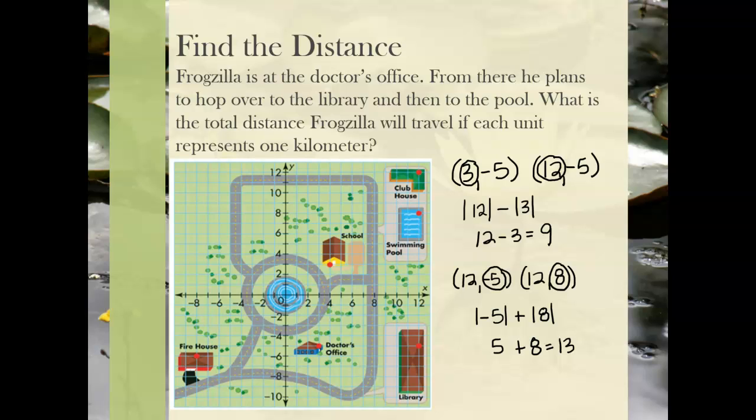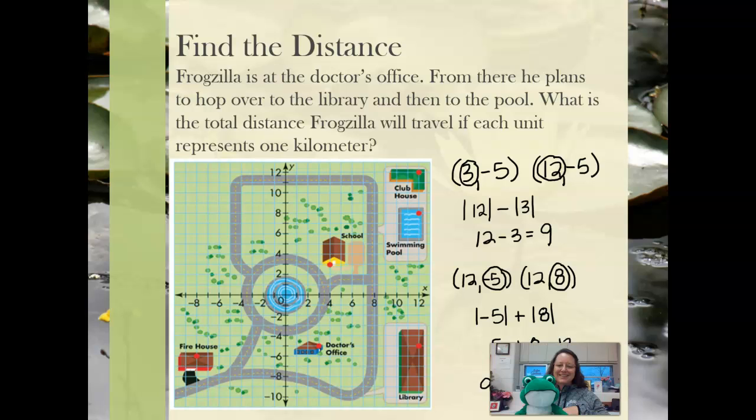To find the total distance Frogzilla traveled, we would add the 9 kilometers from the doctor's office to the library, plus the 13 kilometers from the library to the pool, and find out that he traveled 22 kilometers.